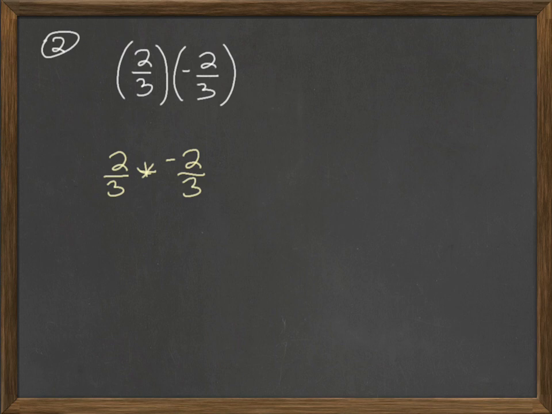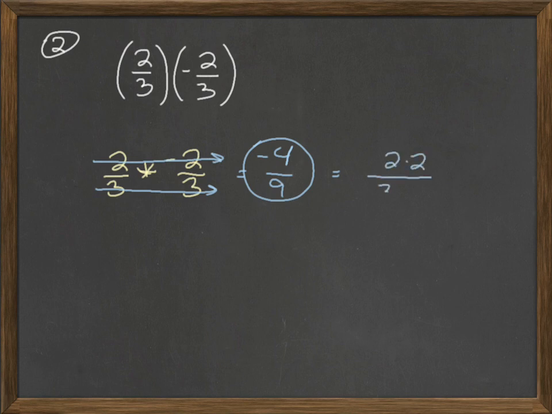Again, we're just going to simply multiply across. 2 times negative 2 is negative 4, and 3 times 3 is 9. And that is as reduced as it gets. But let's say you're a little bit worried or insecure. Well, 4 is 2 times 2, and 9 is 3 times 3. We'll just keep that negative sign hanging out there. So 2 times 2 is the prime factorization of 4, and 3 times 3 is the prime factorization of 9. You can see by writing it that way that there isn't any way to reduce 4 over 9 or negative 4 over 9. Okay, so that's number 2.